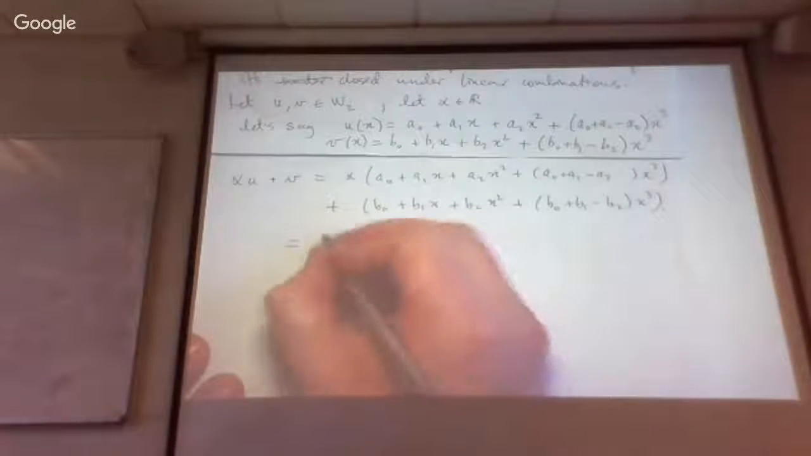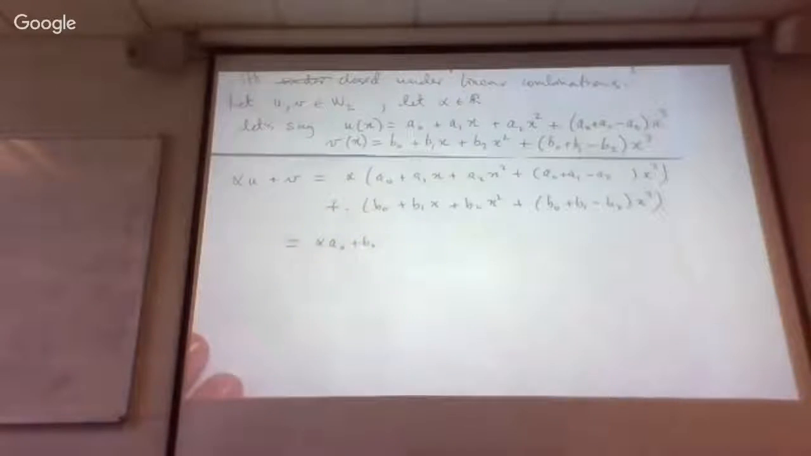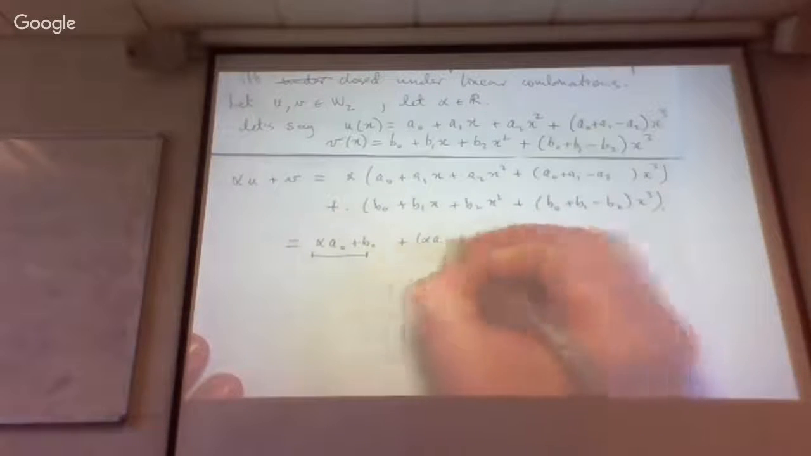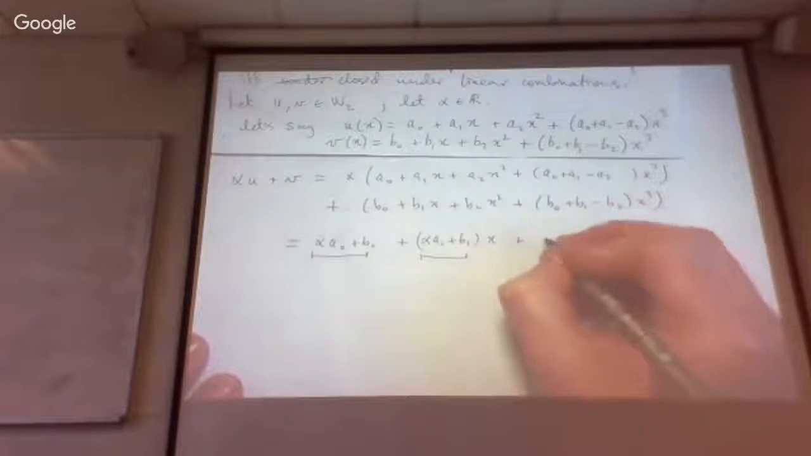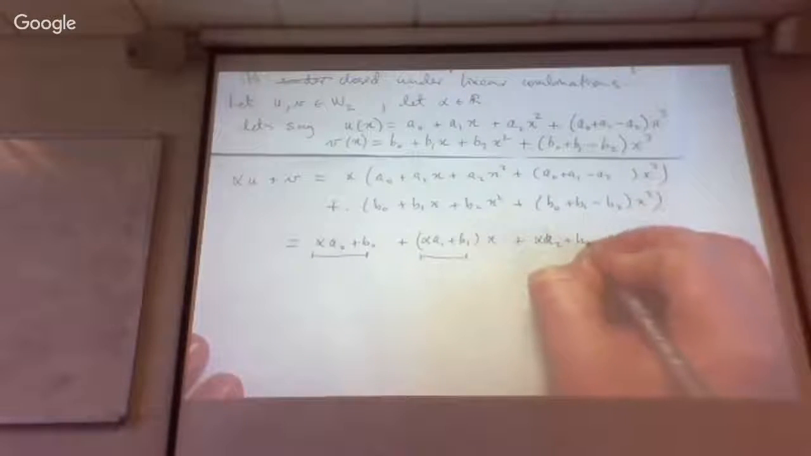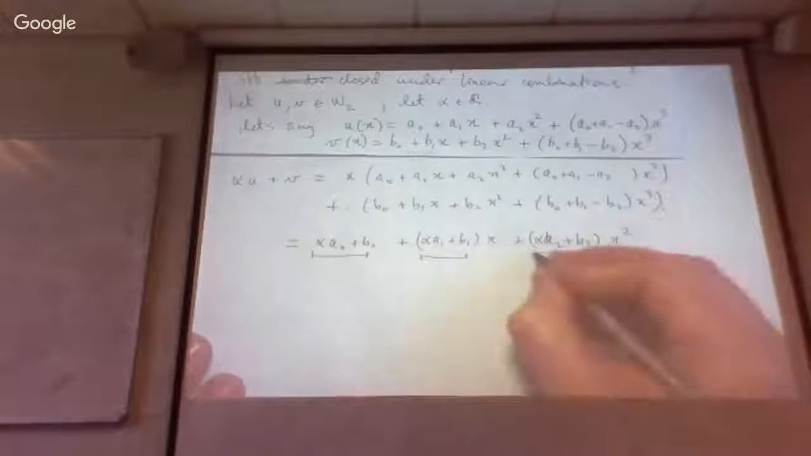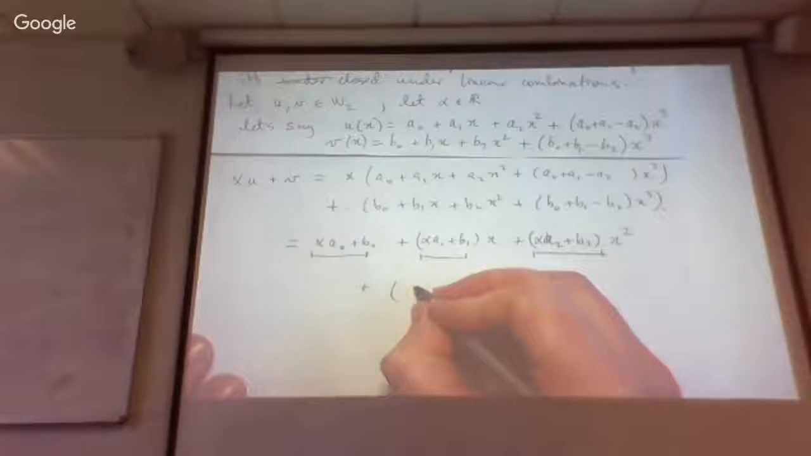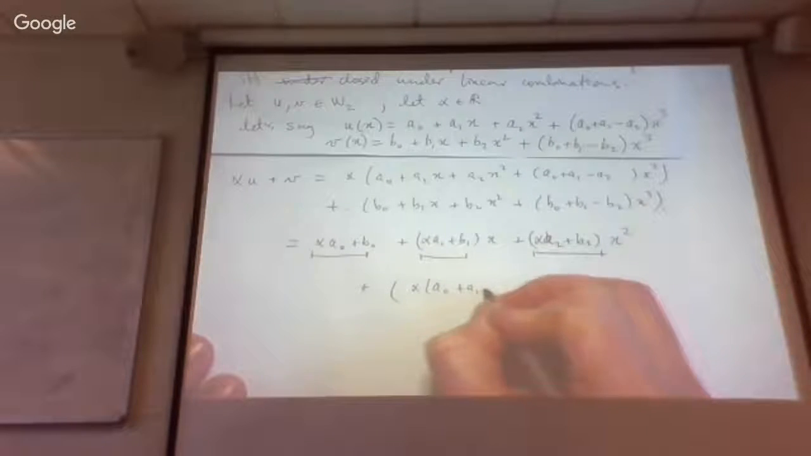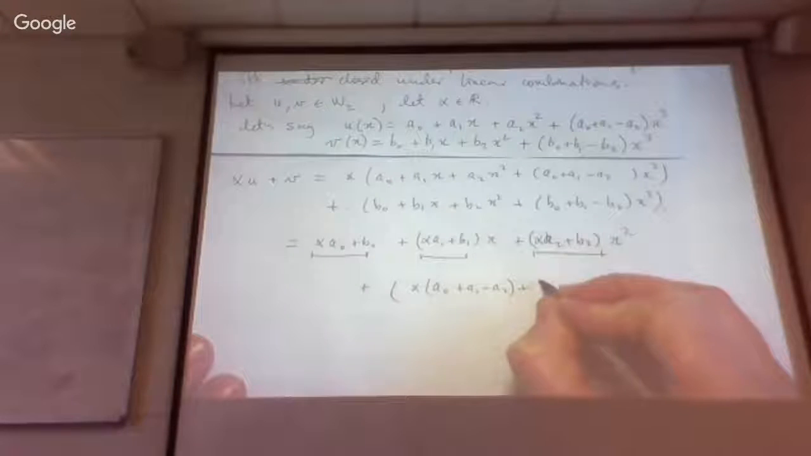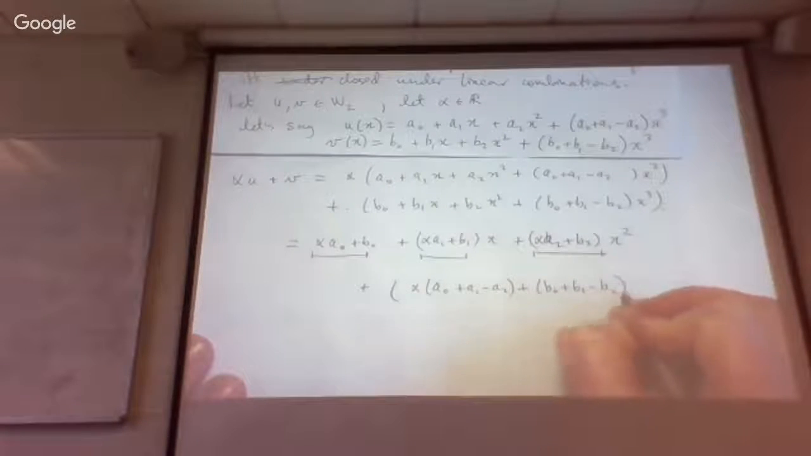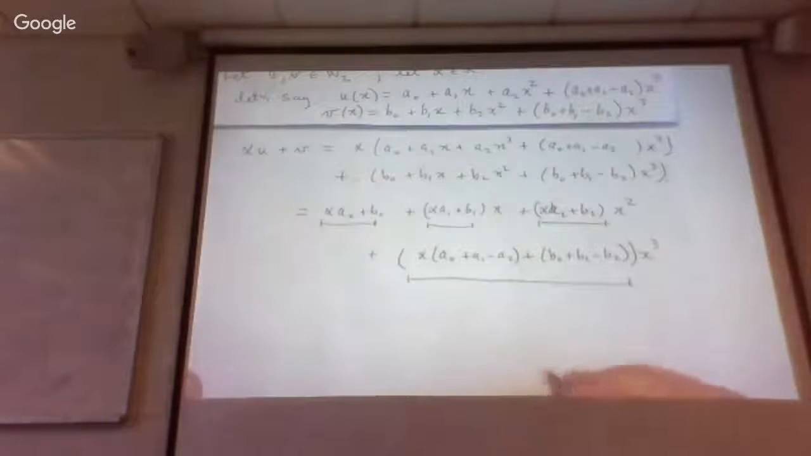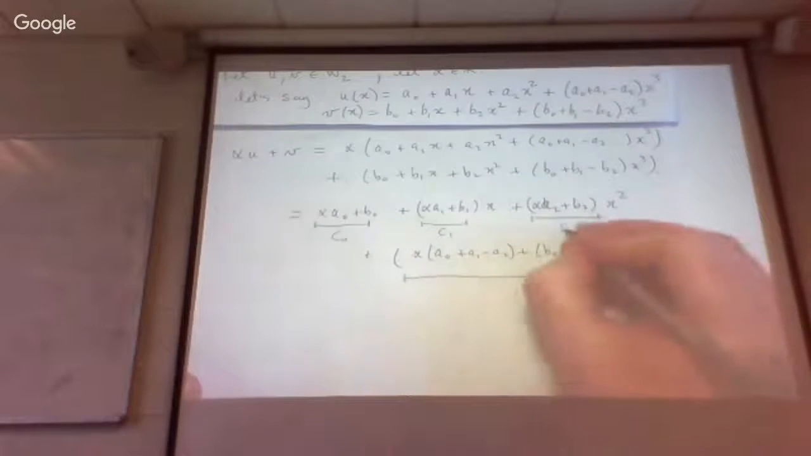So the constant coefficient of this one is going to be alpha a0 plus b0. The x coefficient is going to be alpha a1 plus b1. The x squared coefficient is going to be alpha a2 plus b2. And the x cubed coefficient, just to be a bit long, is going to be alpha times a0 plus a1 minus a2, plus the v coefficient, b0 plus b1 minus b2, this multiple of x cubed. Let's name these C0, C1, C2, C3.